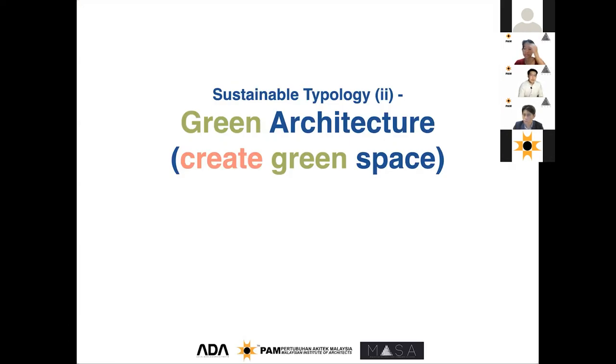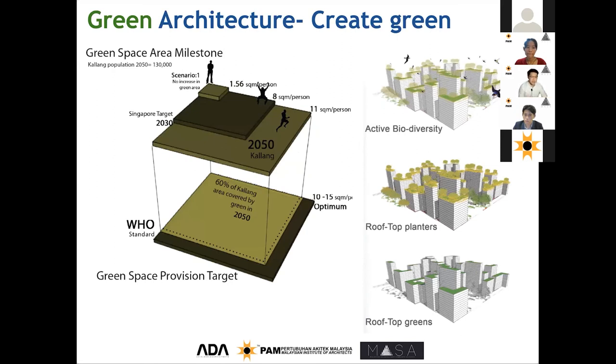Now, the next one is green architecture, creating green space. When we create green space, we actually have standards. The WHO recommends that every capita needs at least 10 to 15 square meters. So let's say in PJ town, you take all the green area divided by the population, and that is what you get. 10 to 15 square meters is the recommended optimum. But when I studied in Singapore, I looked at an area called Geylang. If they do not increase the green area, in 2050 they will only have 1.56 square meters per person. Can you see how far that is? 10 times less than what the WHO recommends.